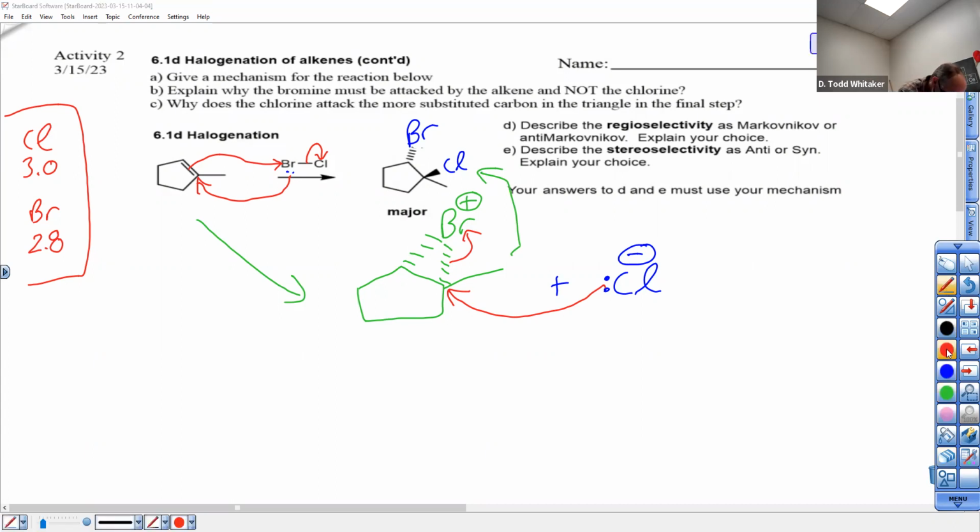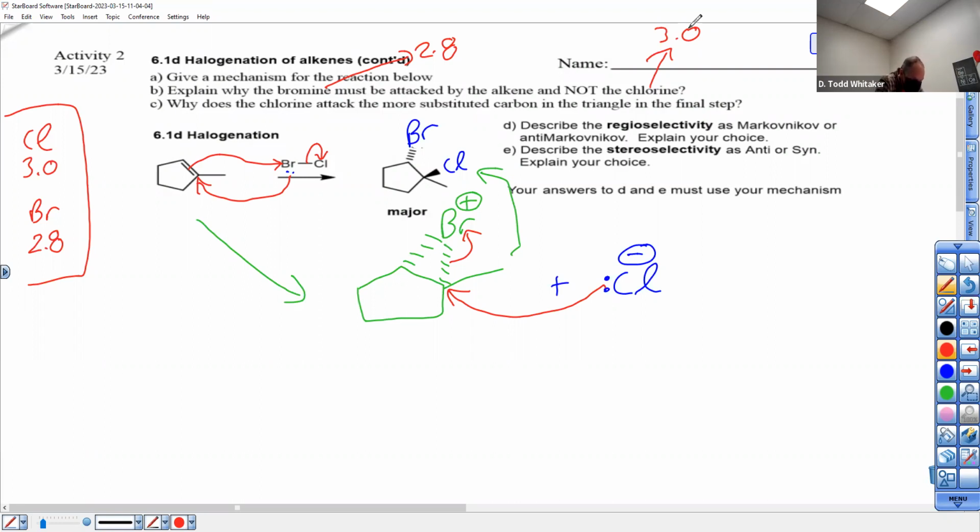How about just doing it this way for your answer? 2.8, 3.0. How's that for an answer? You're clearly talking about something. And if you give me the right numbers, you don't even have to tell me what the something is. That's my deal with you. We attack the more positive atom always, right? If you're less electronegative, you're more positive.